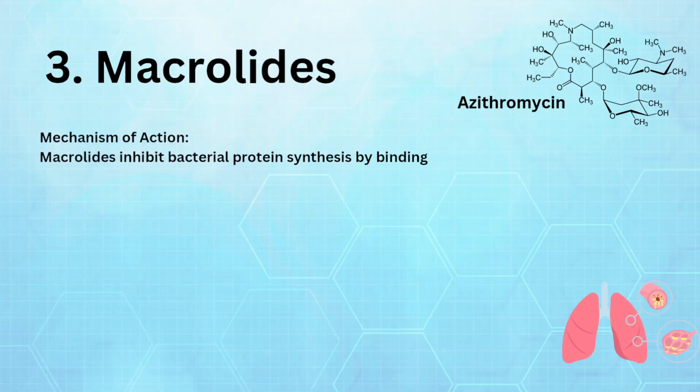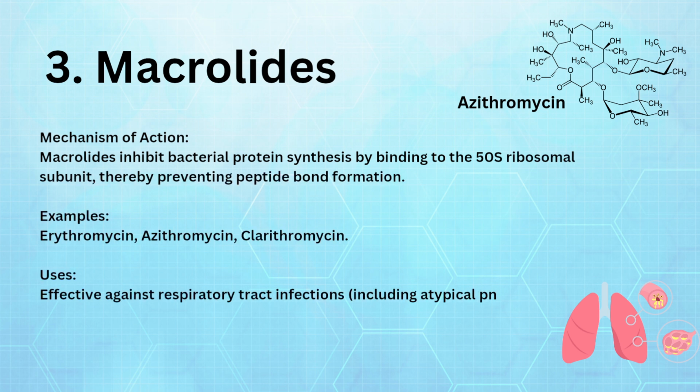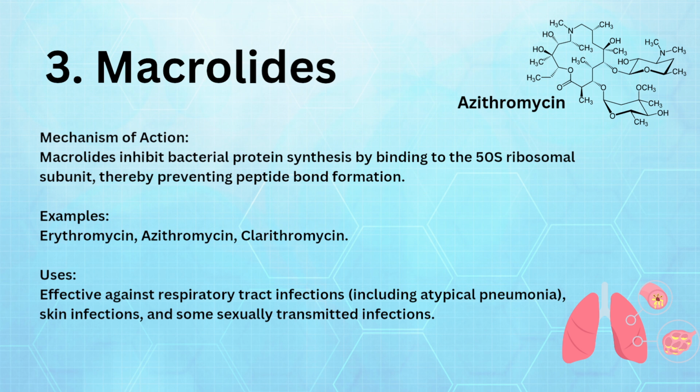Macrolides inhibit bacterial protein synthesis by binding to the 50S ribosomal subunit. They are effective against both gram-positive and some gram-negative bacteria. Examples include erythromycin, azithromycin, and clarithromycin.